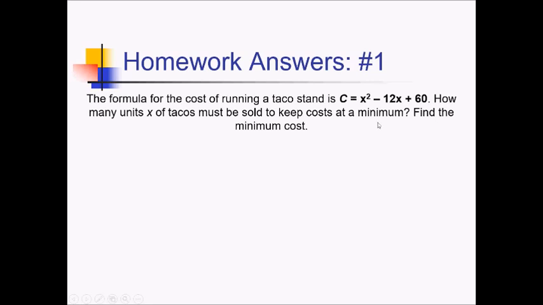And to find the vertex, since this is in standard form, we can just use negative b over 2a. So I'll say x of the vertex equals negative b over 2a. That's going to be negative 12 over 2 times the a value of 1. We have an invisible 1 next to the x squared there. That's positive 12 over 2, which is 6. So that's the number of tacos that we need to keep costs at a minimum.